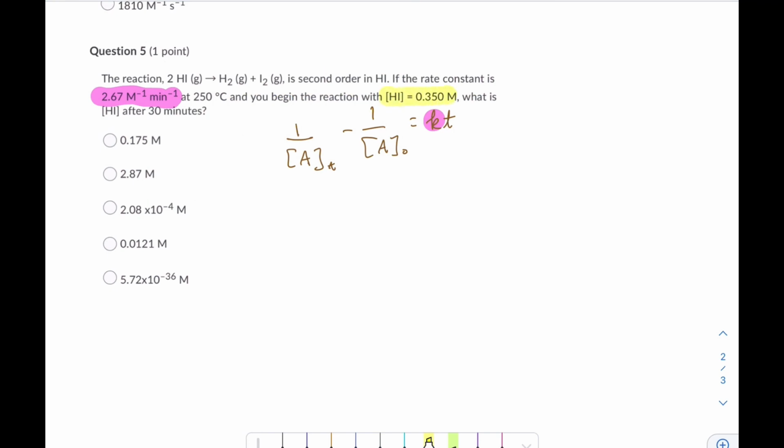There's my initial concentration. The time is 30 minutes. There's my t, and you'll notice it's in minutes. My k is in minutes. All is good with the world. And what is the concentration after that 30 minutes? That's what I'm looking for. Watch your algebra. You can use algebra solvers on this if you want to, but it's almost as quick to do it by hand.